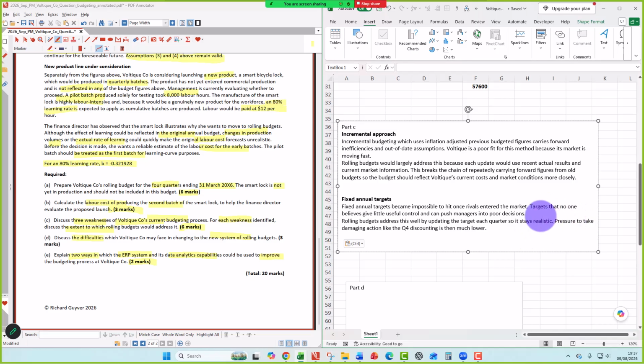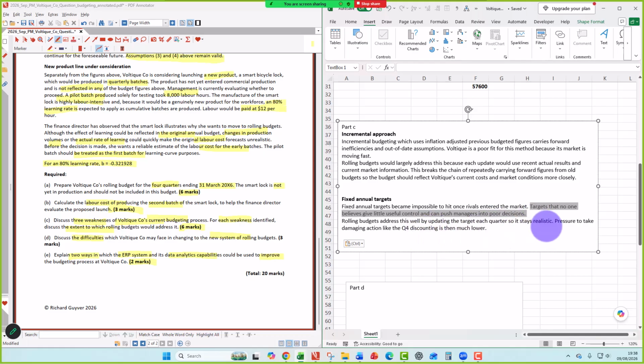So another problem I picked up on is fixed annual targets. So starting generically, fixed annual targets become impossible to hit once rivals entered the market. It's a little bit specific, that one, but I think that's fine. And then also, what happens if we have targets that are based on something that we know we can't achieve? If people don't believe them, do they? So they don't even bother trying if they know they can't achieve them. So that's what I've written on the second sentence.